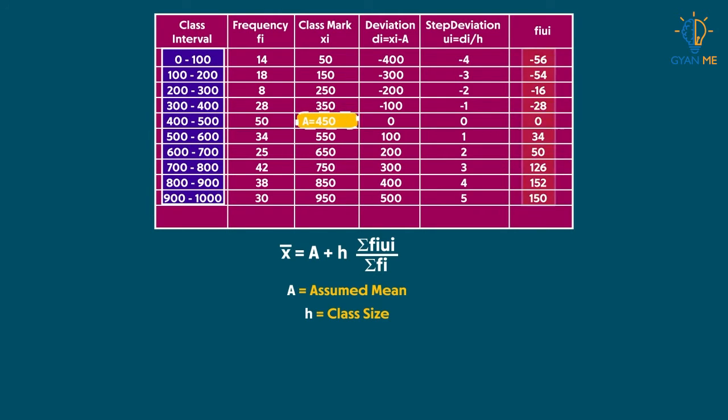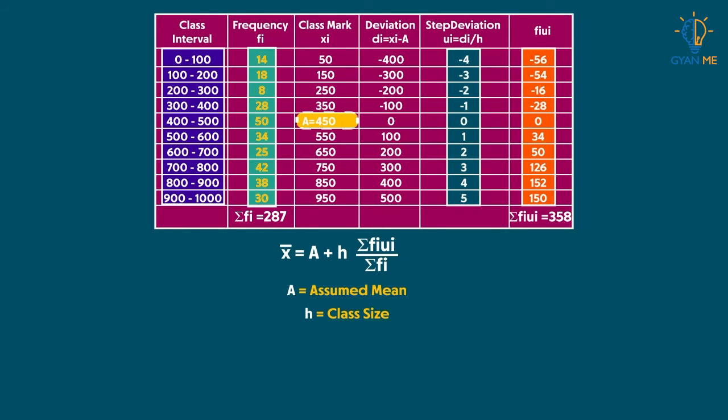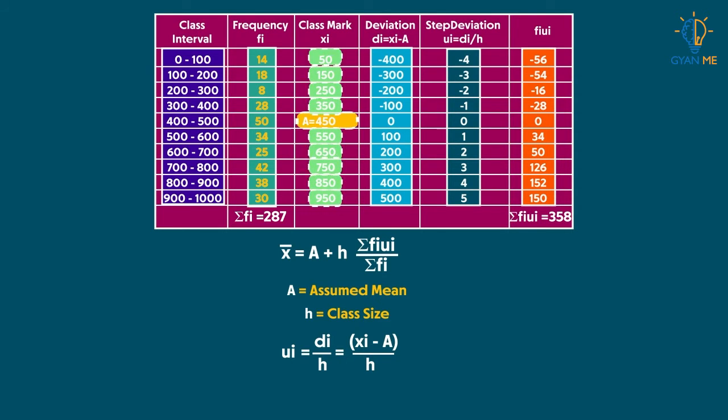And sigma fi ui is the summation of the products of fi's and step deviations ui's. And sigma fi is the summation of all individual frequencies of the corresponding classes. We also learned how to calculate ui, which is di divided by h, where di is the deviation, given by subtracting the assumed mean from the individual xi's.